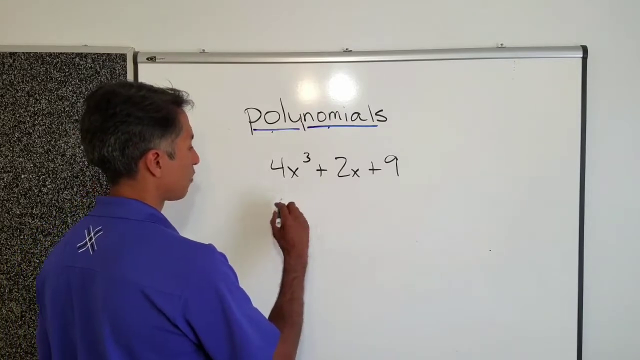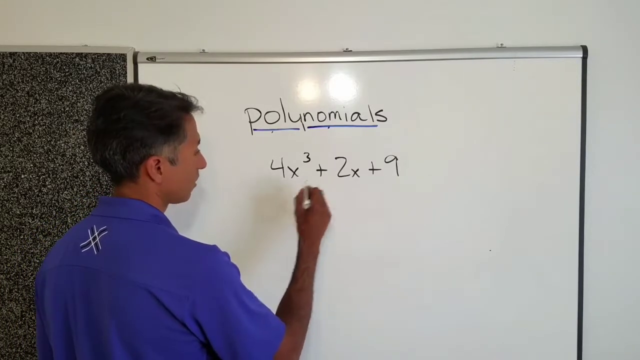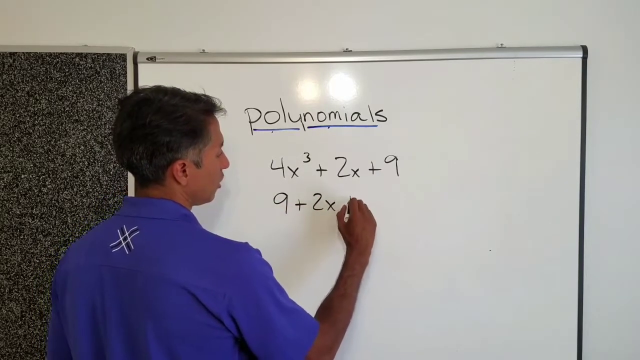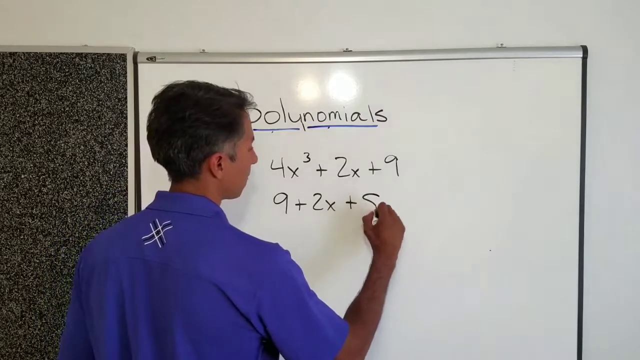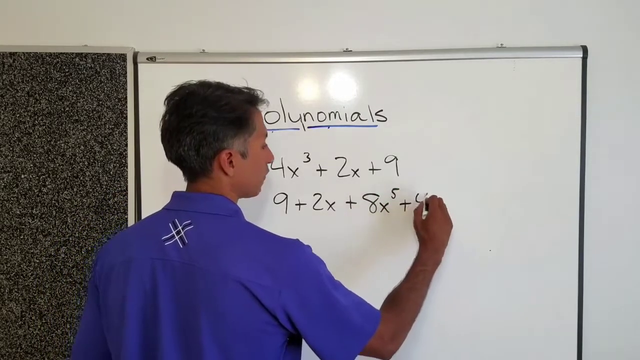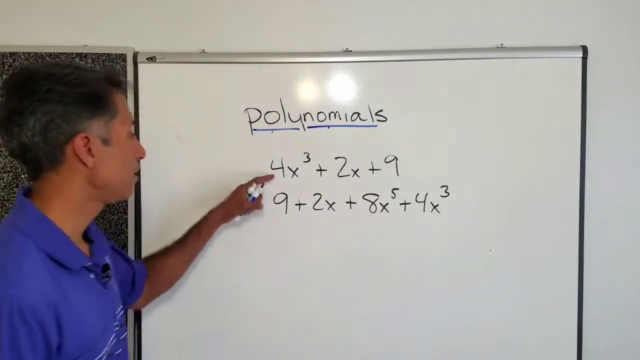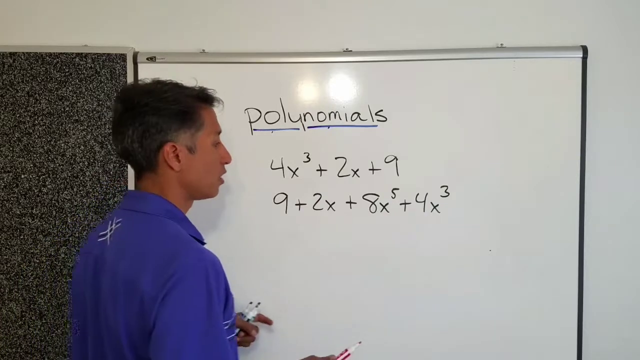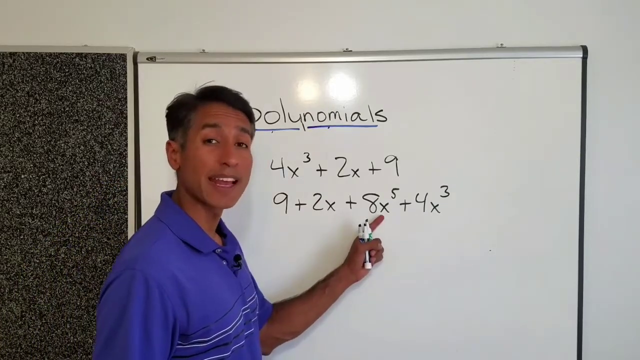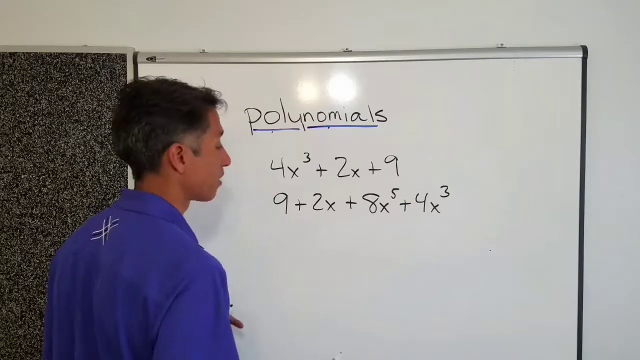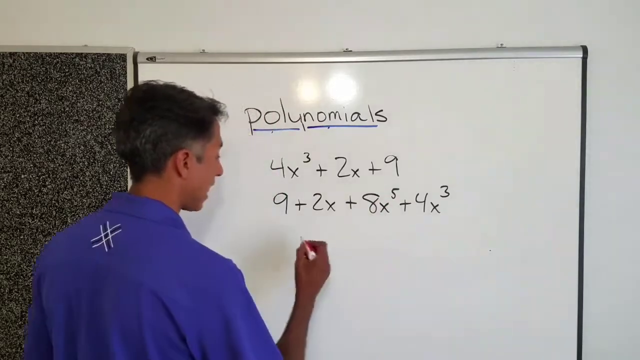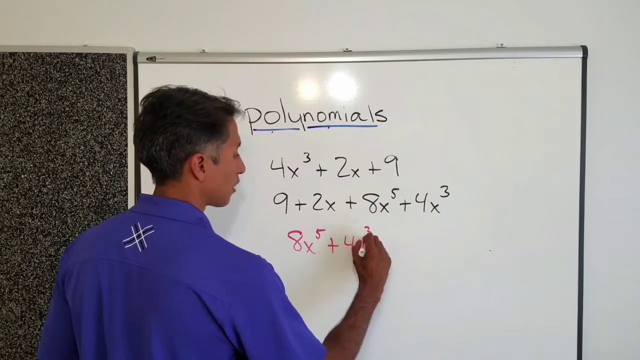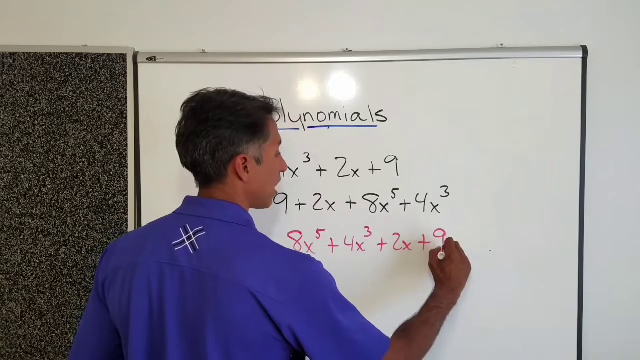Let me give you another example where they're out of order. Let's say I'll just use parts of this. We'll say we have 9 plus 2x plus 8x to the fifth plus 4x to the third. Okay, so I used all these parts again. So if we were going to reorder this, we would use the one with the highest amount of that exponent and start with that guy. Okay, so the leading coefficient is going to be this guy. So we would start with 8x to the fifth plus 4x to the third plus 2x plus 9.